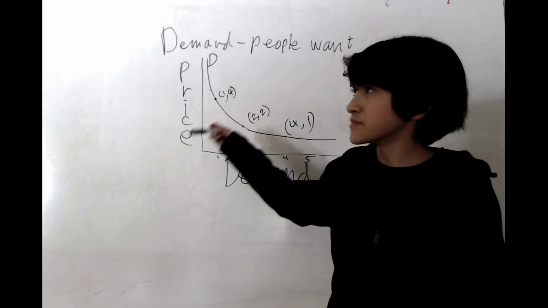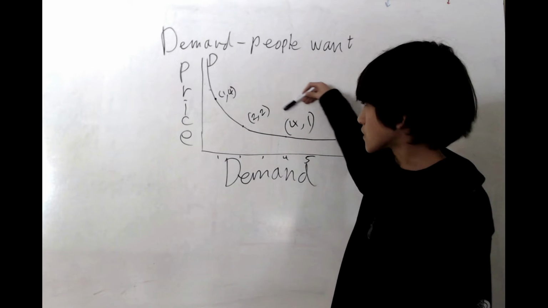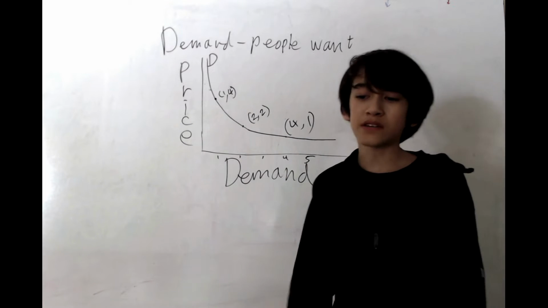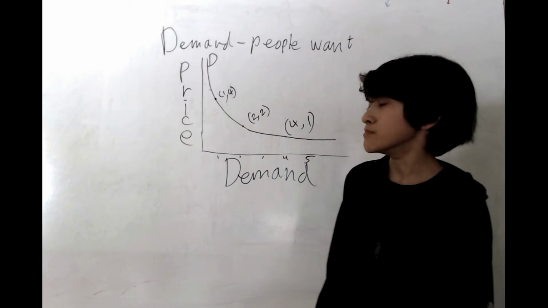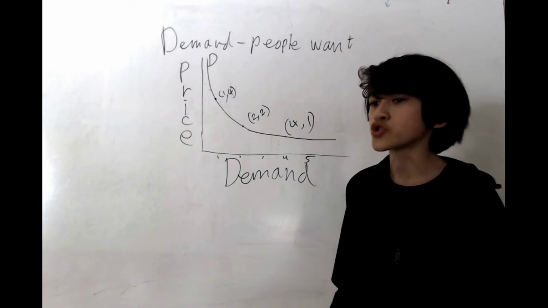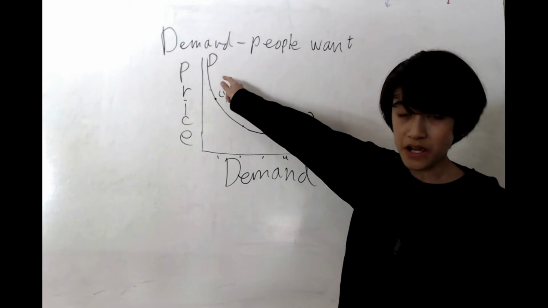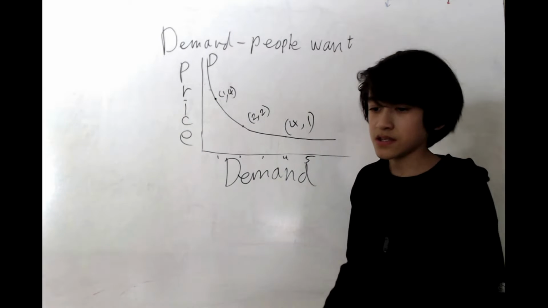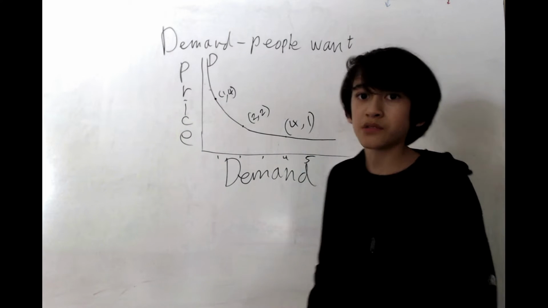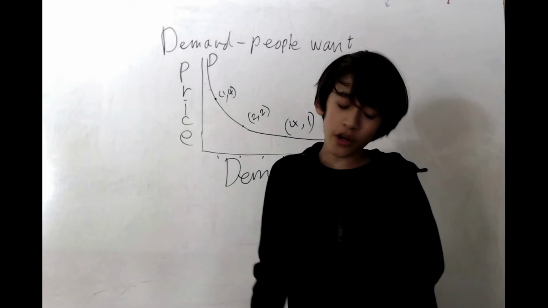Alright, so now let's look at the curve itself. So basically you notice this is down sloping. That's what the law of demand says. The law of demand says that the demand is inversely proportional to the price. As price goes up, demand decreases. Price goes down, demand increases. Right? Because when the price is lower, you're going to want to get more of the item, or more people are going to want to get the item.